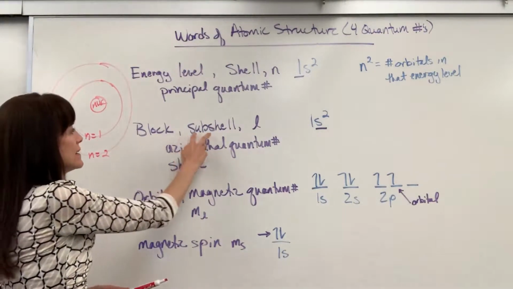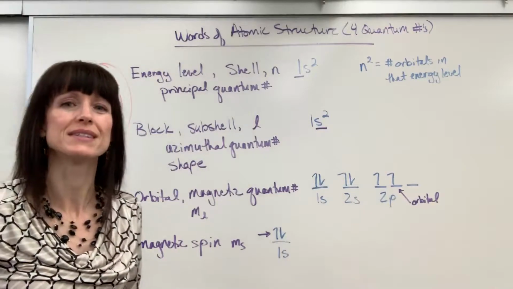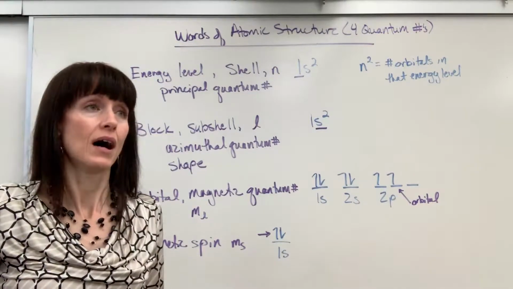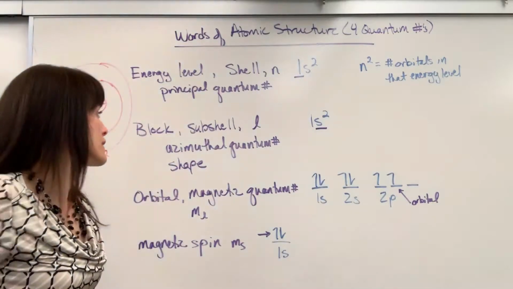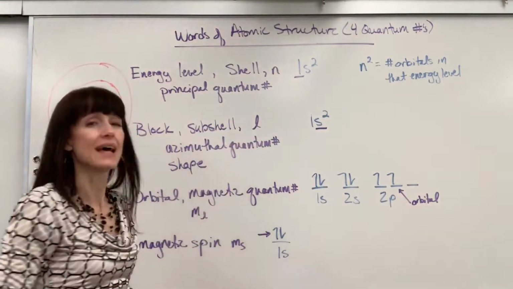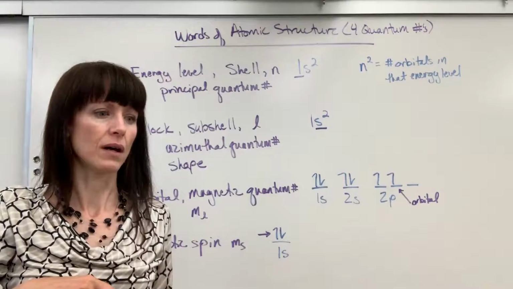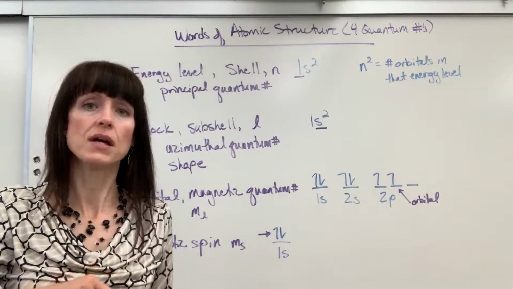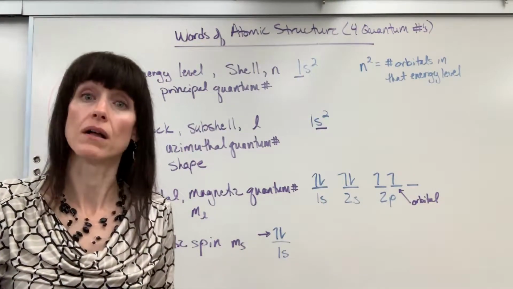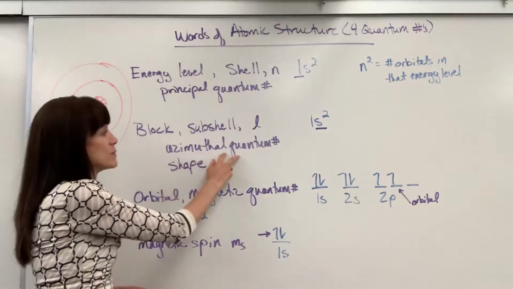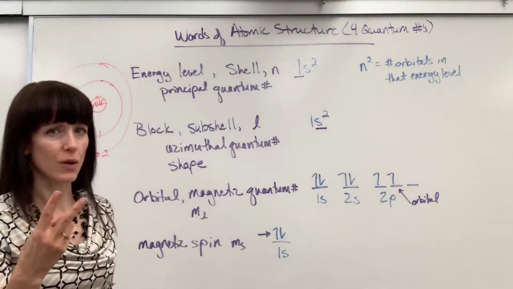The block is called the subshell. So when we say subshell, I'm just talking about S, P, D, or F. The symbol that we use to represent that is L. Probably won't see that in an AP chemistry class or a first year high school class, but there's a good chance that you might see it in a college class. It is called the Azimuthal quantum number. So there's your second quantum number.